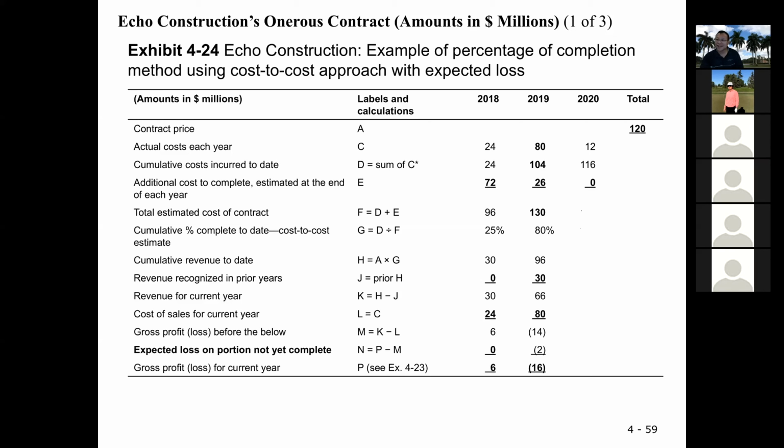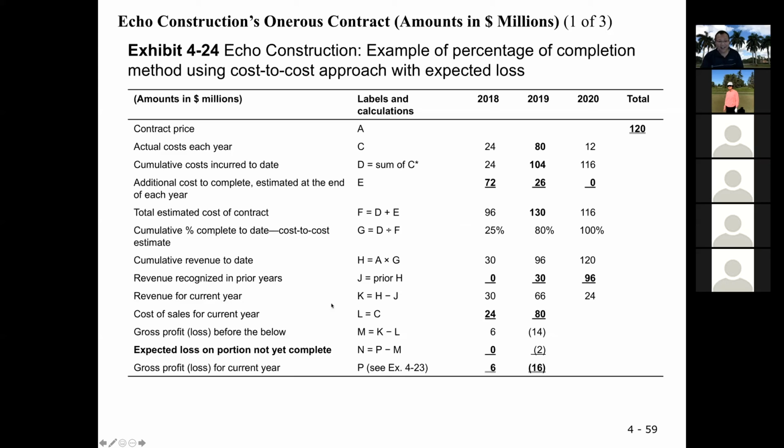0. This is last year, right? 0. The total estimated cost of contract is 116. It's 100% completed, right? In total, you should recognize 120. How much have you recognized so far? You recognized 96 already. First year 30, second year 66. And now in 2020, you're going to recognize the difference, 24.